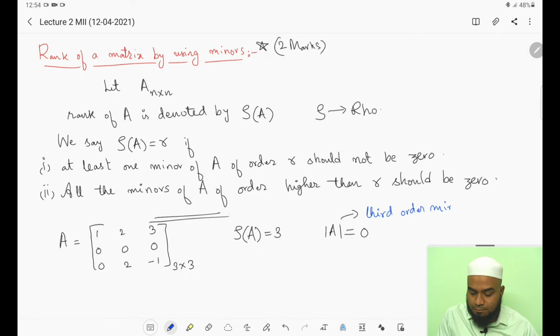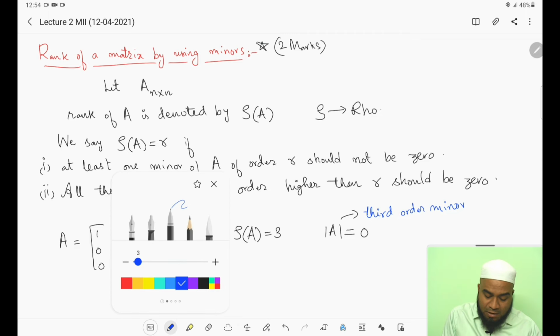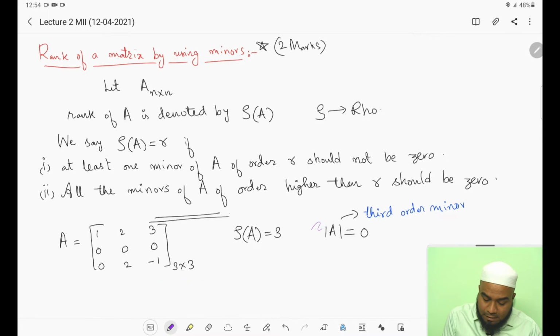Third order minor. So the third order minor is 0. The meaning of this is that rank cannot be 3 from this, right? Because the third order minor is equal to 0, rank cannot be 3. To say that the rank of a matrix A is 3, we need at least one minor of order 3 which is not equal to 0.